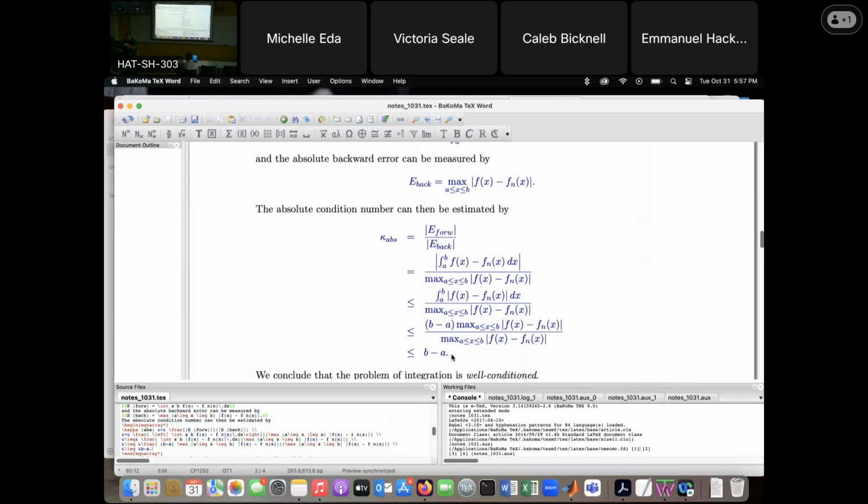Remember that in chapter 2, we saw that we can approximate a condition number by a derivative. In fact, the estimate for the absolute condition number is a derivative of whatever it is you're computing.